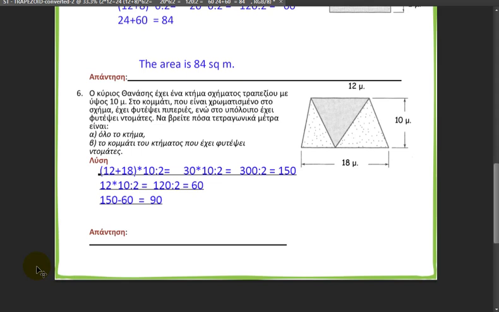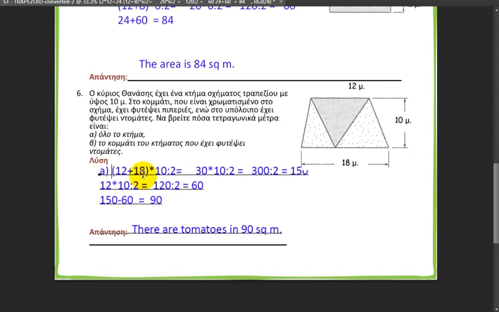So our final answer should be, there are tomatoes in 90 square meters. The answer for A was right here, the first line, basically, the answer for A. So there's the answer for A, and here, from here on out, is the answer for B.